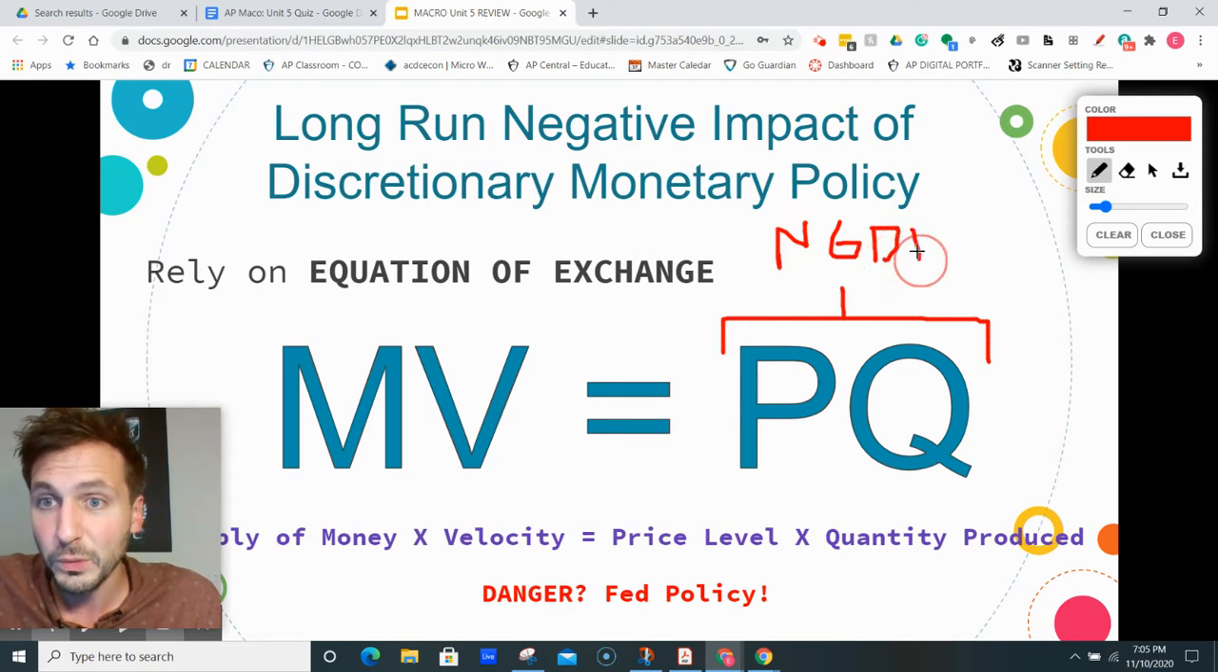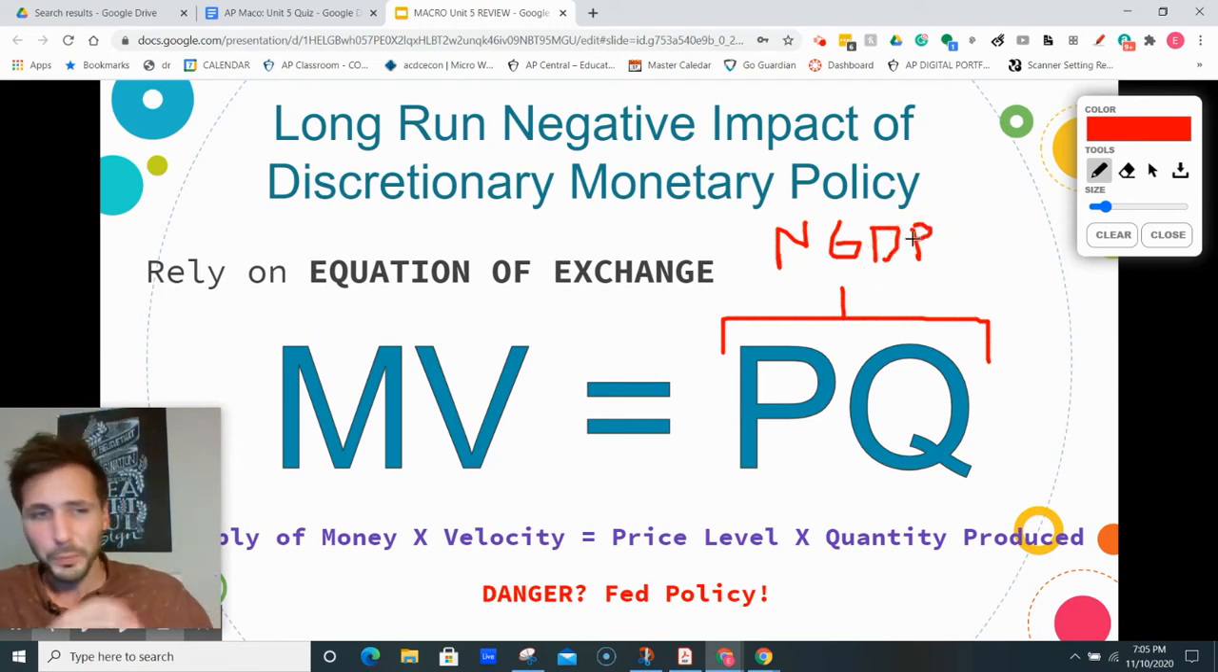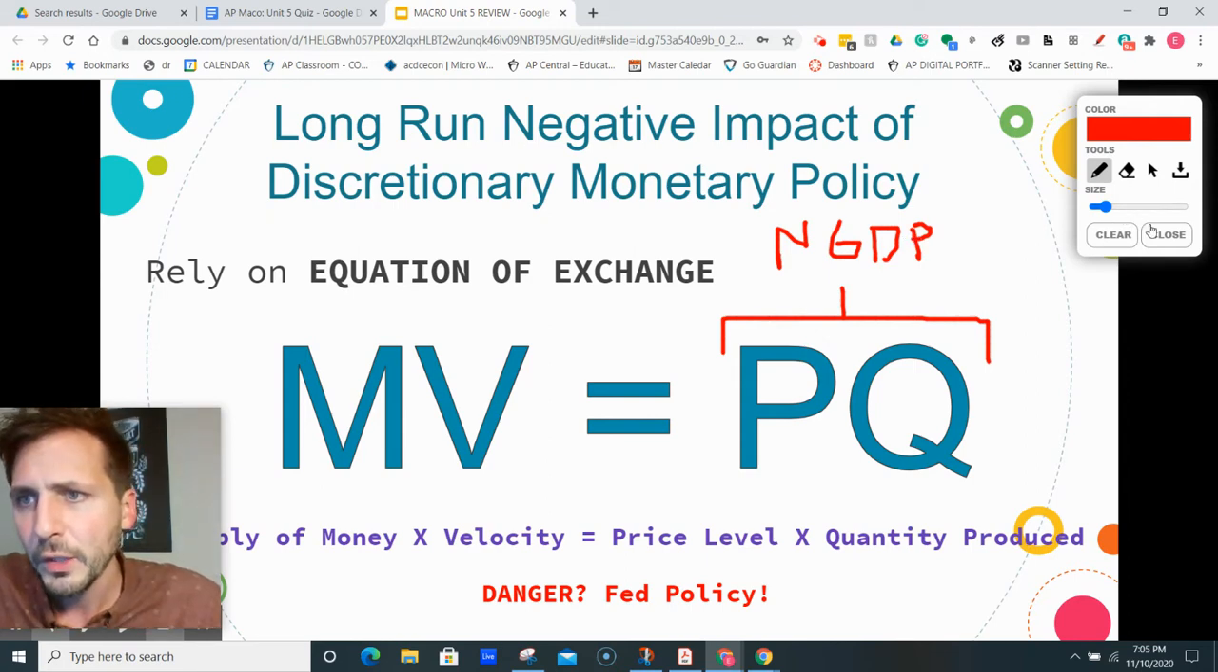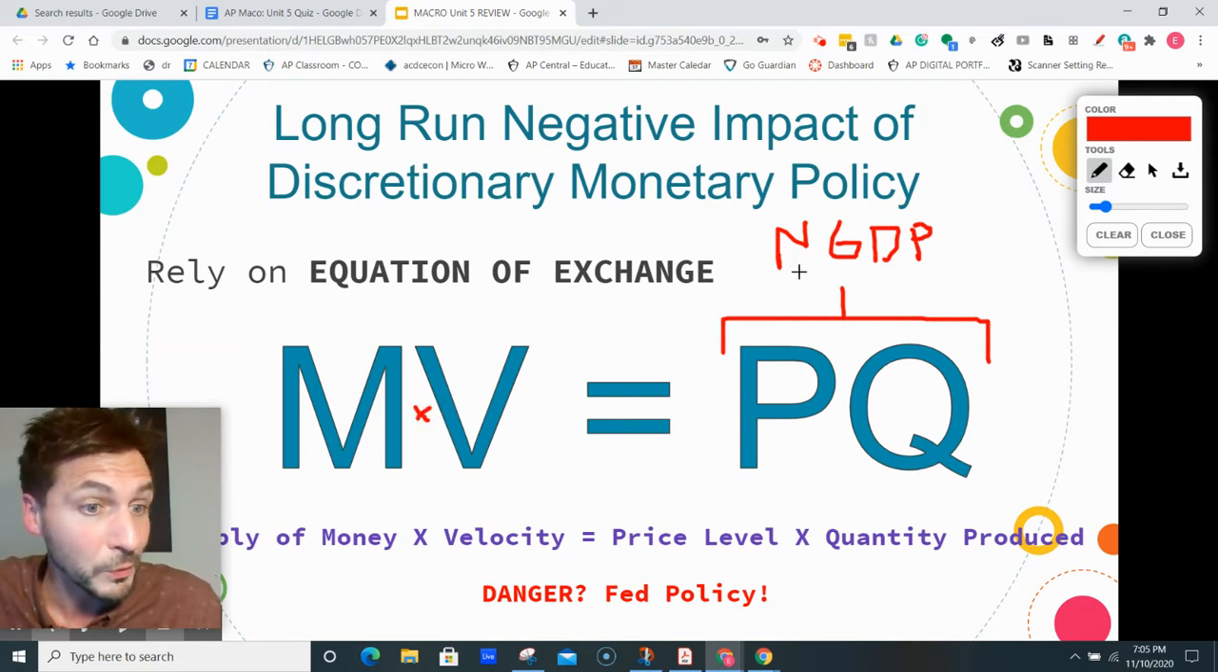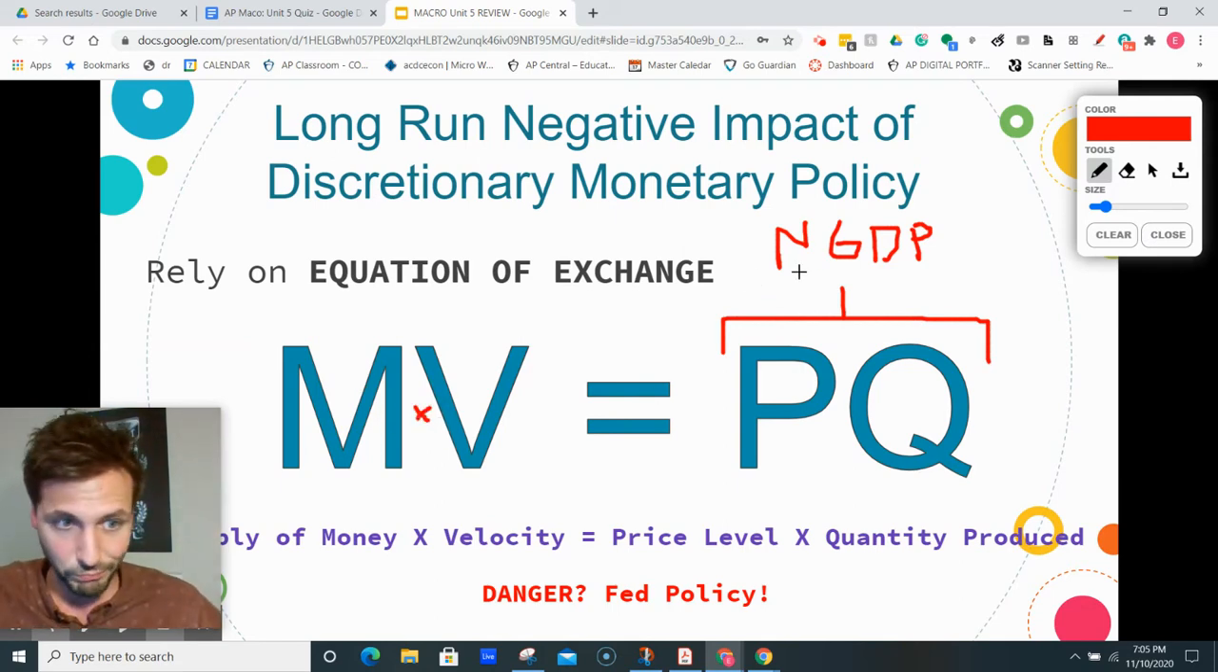That goes back to unit 2, right? Price times quantity, nominal GDP. GDP not corrected for inflation, right? So oftentimes you'll see this equation written as M times V equals nominal GDP. Samesies, right? Now, money supply, you know what that is.